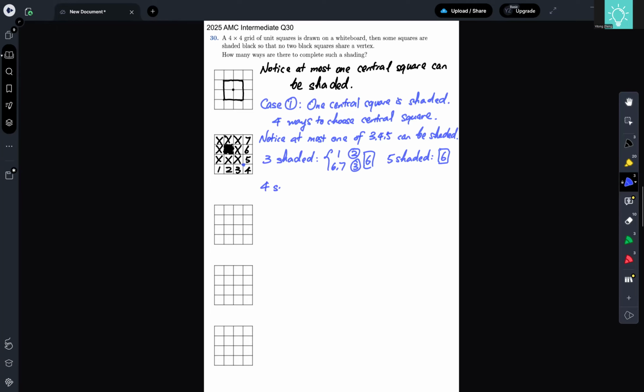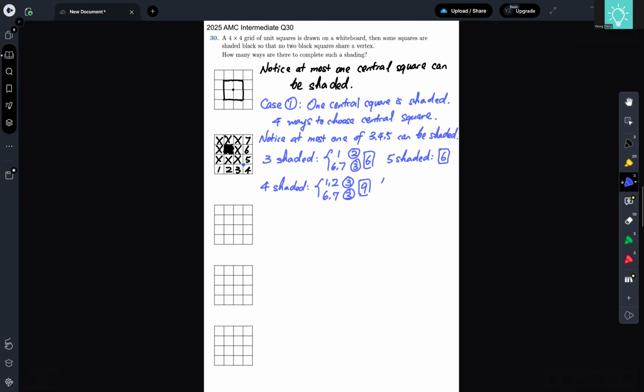What happens if 4 is shaded? If 4 is shaded, then 3 and 5 cannot be shaded because they share a vertex with 4. But then 1 and 2 don't share a vertex with any other shaded square so far. So we can either choose to shade one of them or neither of them. So there's 3 ways, and 6 and 7 as well. I can shade one of them or neither of them. So that's three ways as well. 3 times 3 is 9 here.